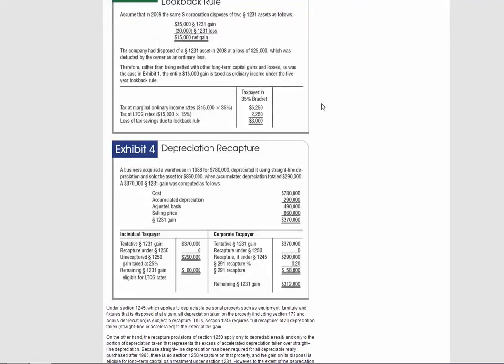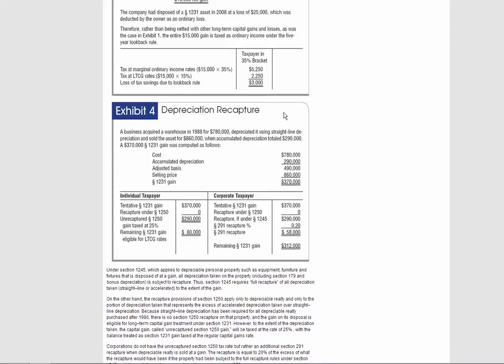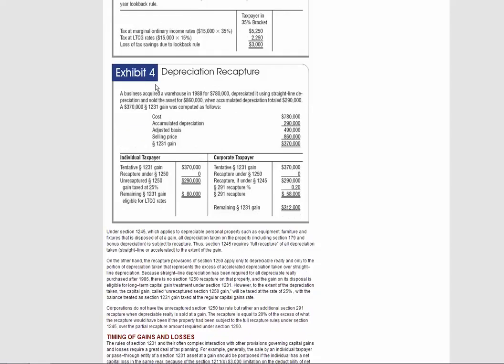So the only take-home comment here is if you sell an asset and then you're selling more assets within the 5 years, it may jump up to bite you a little bit. So here's a quick example. We'll go through this real quick. It's just the difference between an individual and a corporate taxpayer. A business acquired a warehouse in 1988 for $780,000. Depreciated using straight line depreciation.